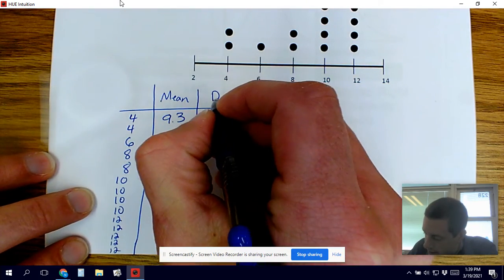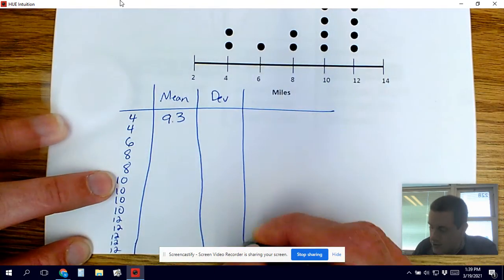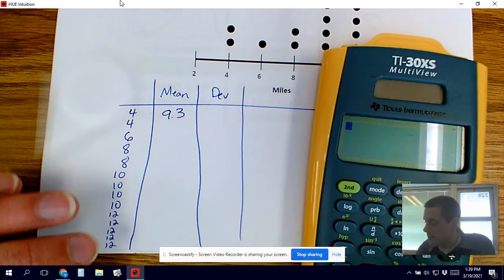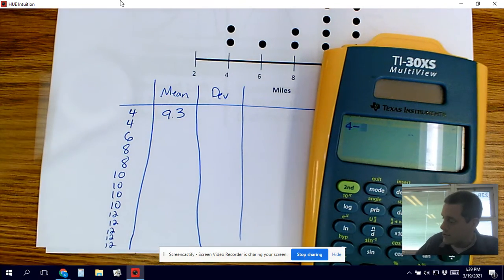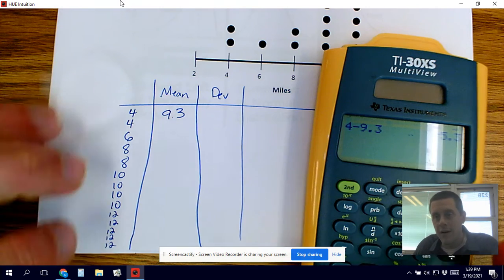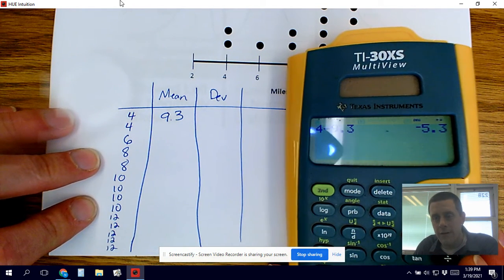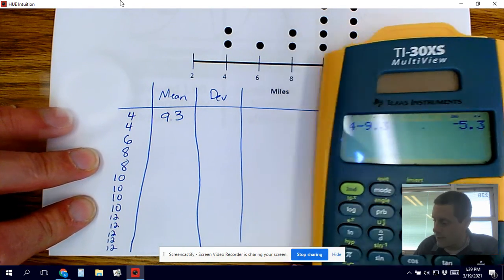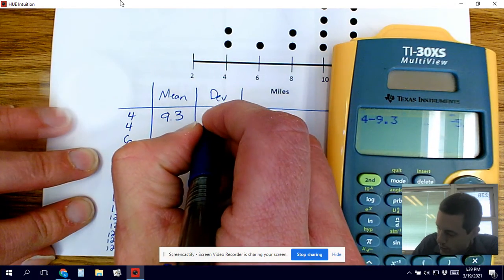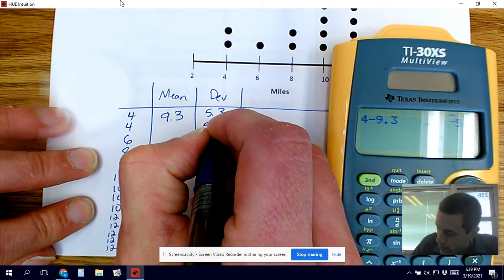Now it's time for our deviations. Remember to calculate our deviations. We are taking out each data point and subtracting the mean. So first off, 4 minus 9.3. I get a deviation of negative 5.3. And don't forget, those deviations need to be absolute. So we are making that the positive version. So both 4s have a deviation of 5.3.